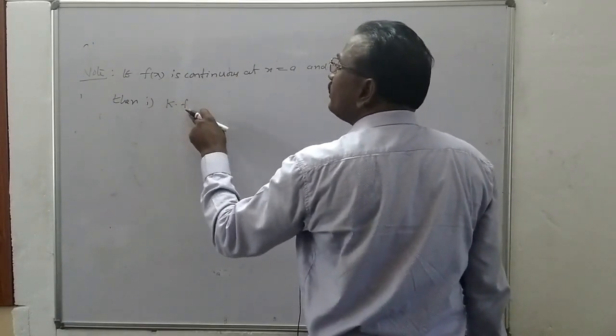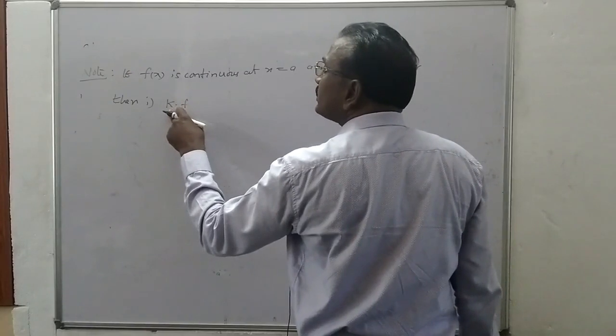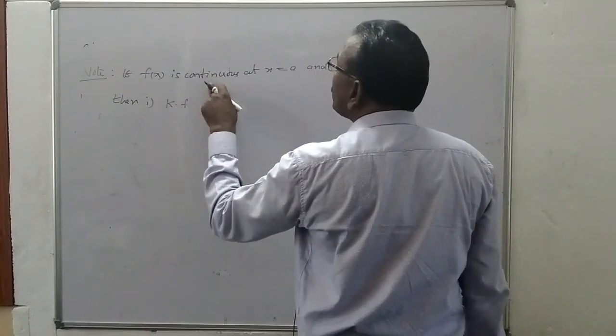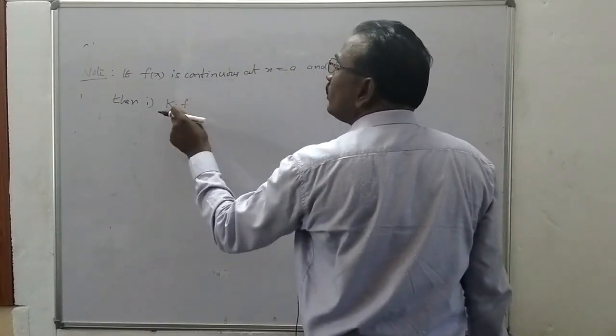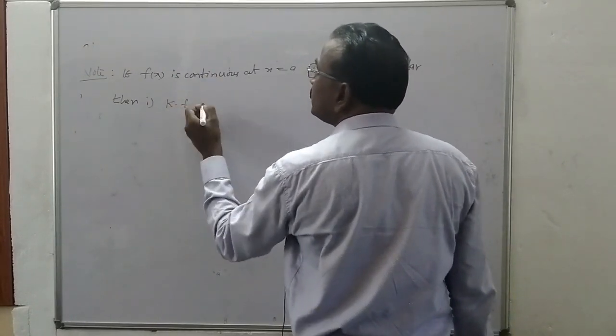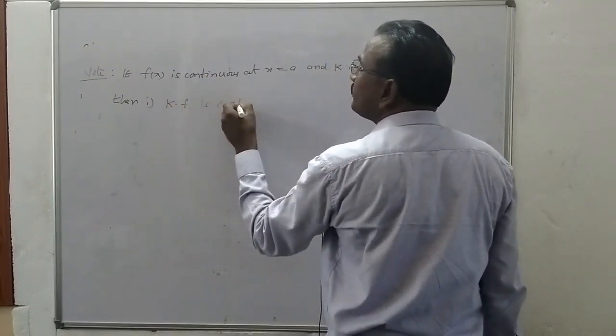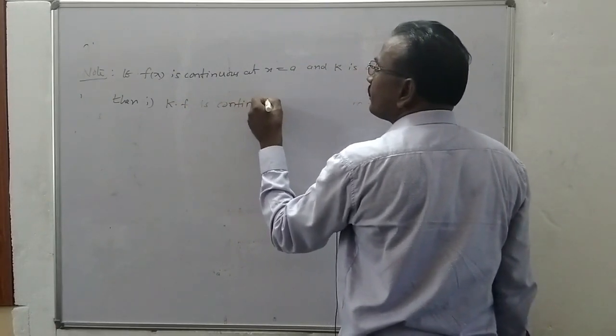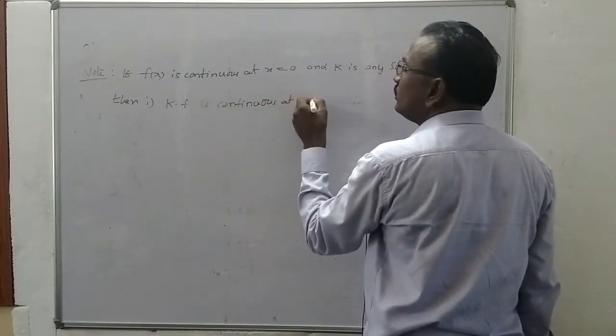Product of two continuous functions, we know that every constant function is continuous. f is given continuous at x is equal to a. So therefore product of two continuous functions is also continuous. By algebra of continuous functions, k into f is continuous at x is equal to a.